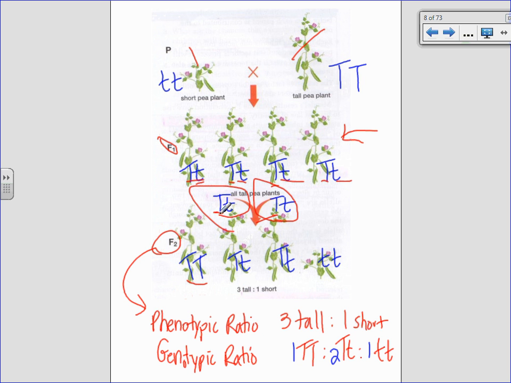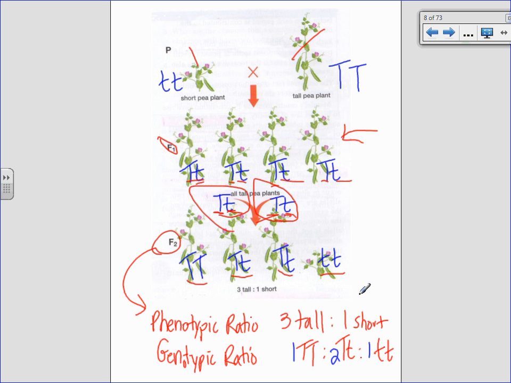If the one on the left gives a big T and the one on the right gives a little t, we end up with big T, little t, still tall, because it has a dominant allele. If the one on the left gives its little t and the one on the right gives its big T, we still end up with a big T, little t, so another tall plant. So that's 3 tall. The last possible combination would be little t on the left and a little t on the right to give little t, which gives us the short plant.